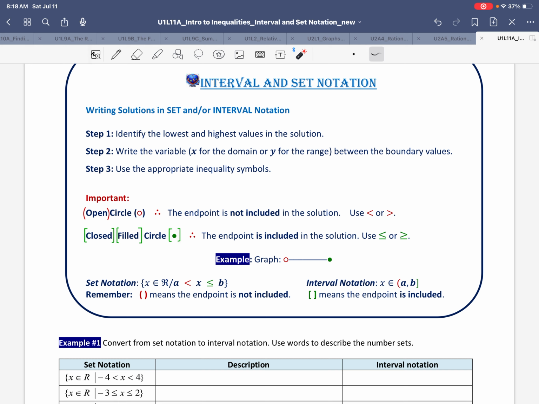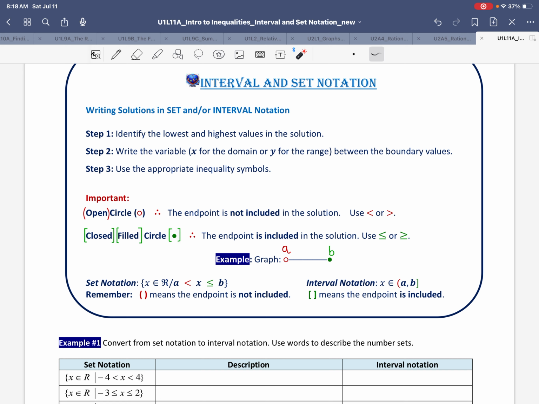Notice the example shown here. What we have here is the number line, and we see that on one endpoint we have an empty circle and the other one is a filled circle. What that tells us is that all the values of x between the empty and the filled circle, which we are going to call a and b, are part of this interval, but a is not included, whereas b is part of the set of numbers.